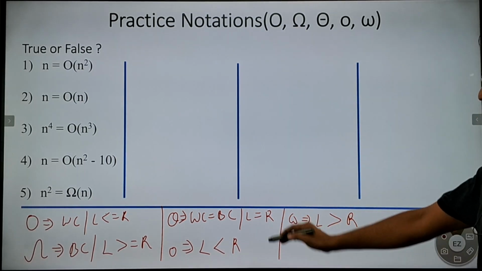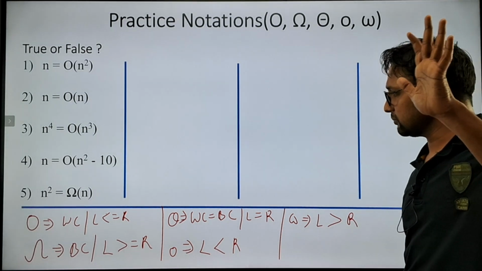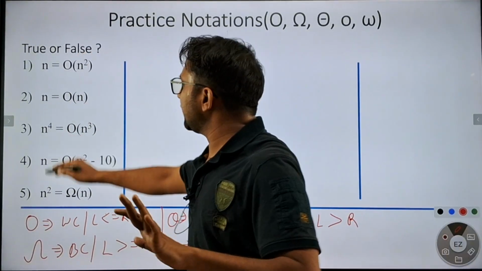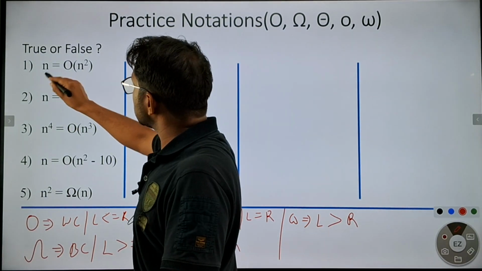So this is the only information needed to solve all this problem, and we will be able to understand all the asymptotic notations. So let me try it at my end, you people please try at your end. So is this relationship right or wrong?